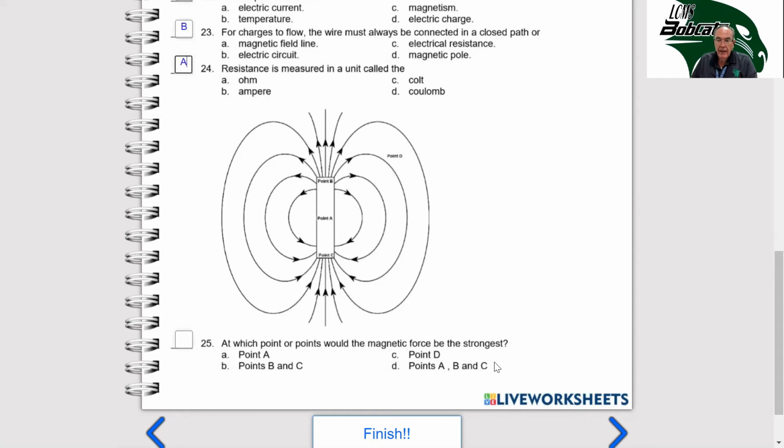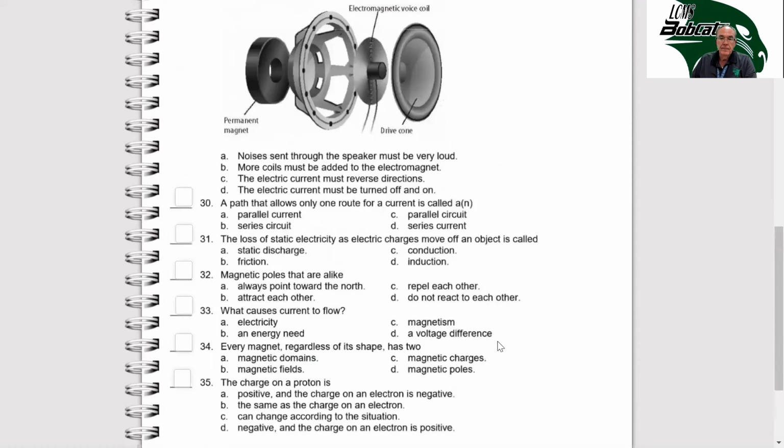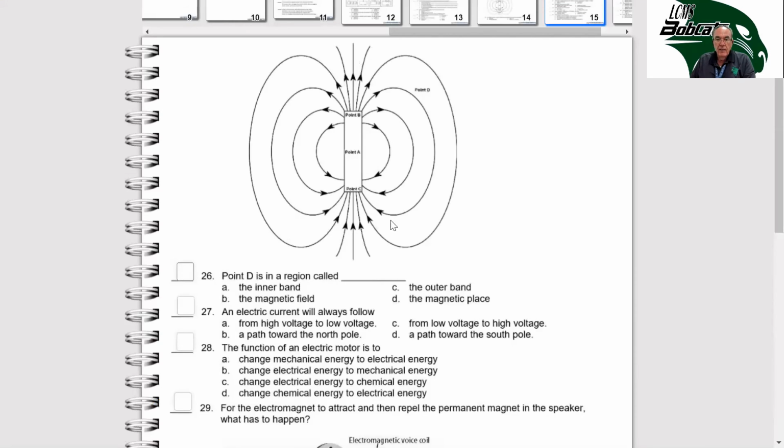At which point would the magnetic field be the strongest? We said it's strongest at the poles, so we're looking for one that says B and C, which is choice B. Okay. And here we have another picture of this magnet with its field line. Point D is the region called, well, out here, this is called the magnetic field. So that's choice B.